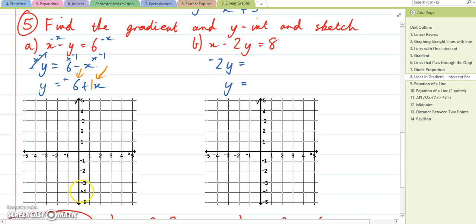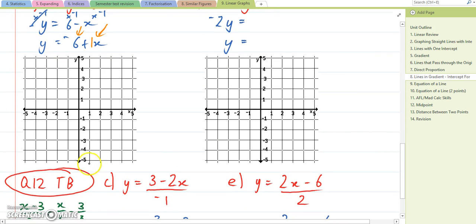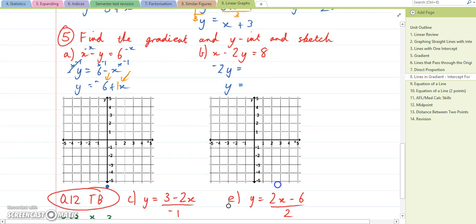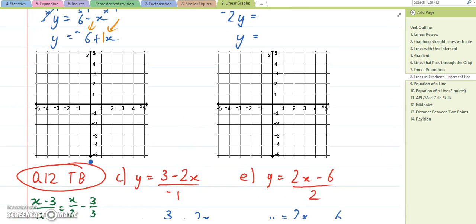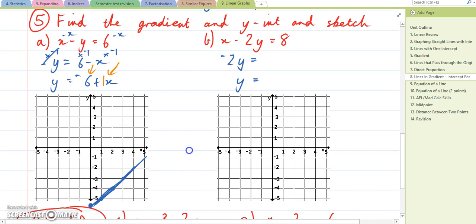So negative 6, we don't have it on the grid here, so we're down here, and the gradient being 1 means that it's going right 1 every time it goes up 1, so we're following a line like this. So we've gone off the grid a little bit there, but basically the key is to rearrange them so that each equation is in the form y equals whatever it is, the subject is y.